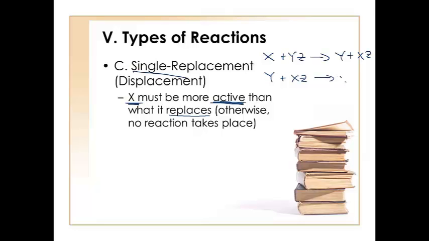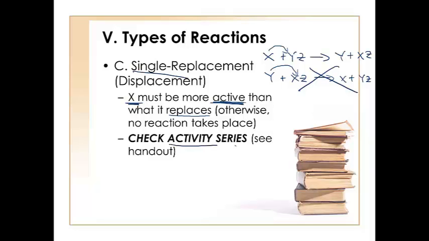produces X plus YZ. X is trying to replace Y, and Y is trying to replace X. Only one of these reactions can take place. So if X can replace Y, that means Y cannot replace X, so this reaction would not be able to take place. How do you know? You check the activity series on the handout. If X is more active than Y, then the reaction takes place.